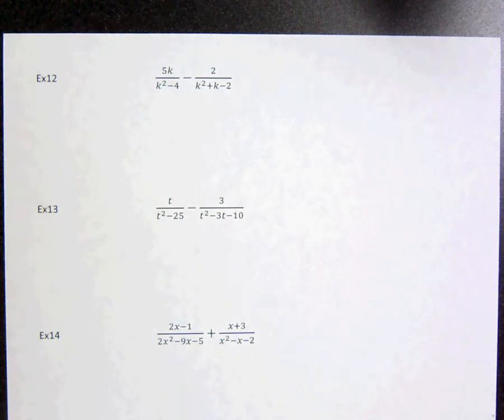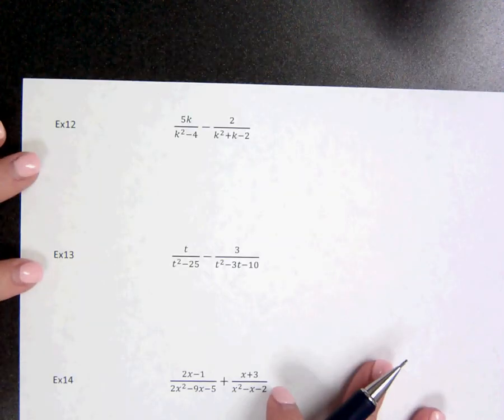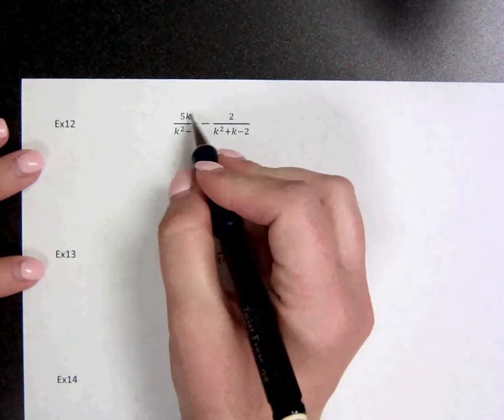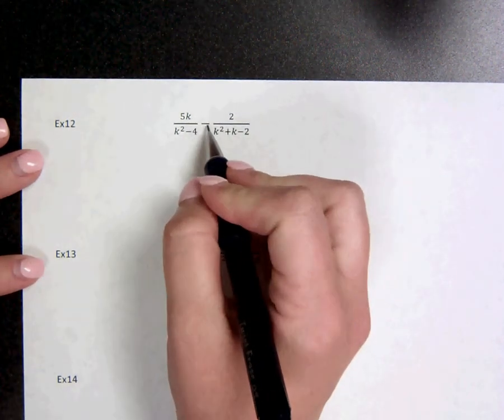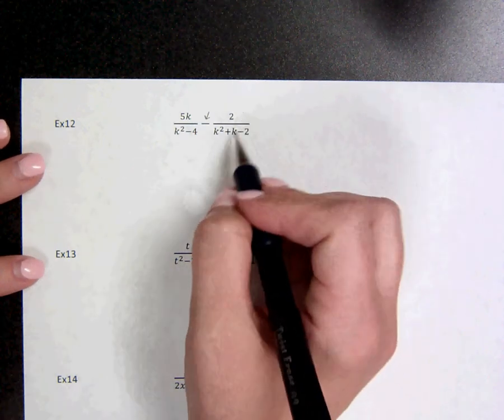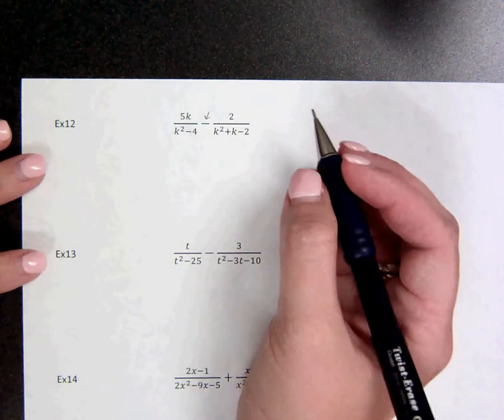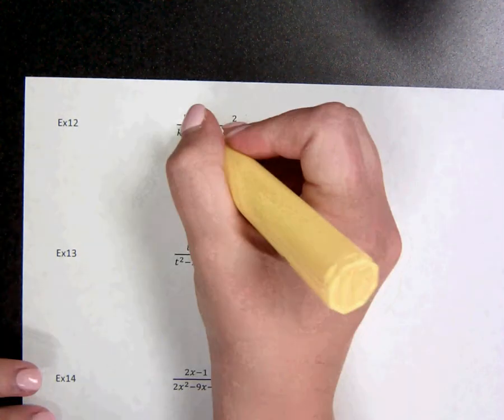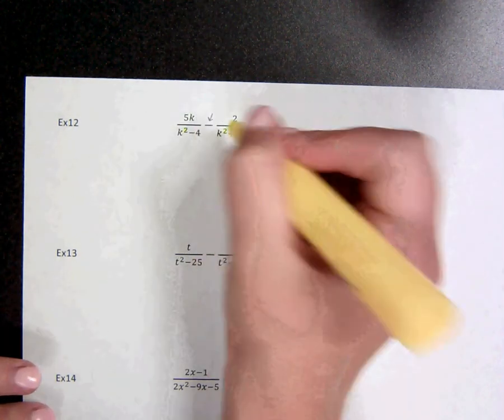Alright, continuing with what we were working on in example 12. 5k over k squared minus 4 minus, and again you have to be really careful when you've got subtraction, 2 over k squared plus k minus 2. We said anytime you have a squared term on the denominator, you have to factor. So we're going to have to factor both of these.